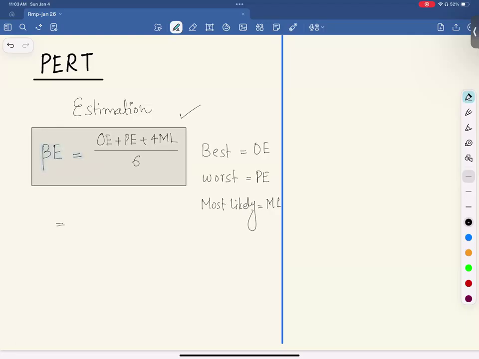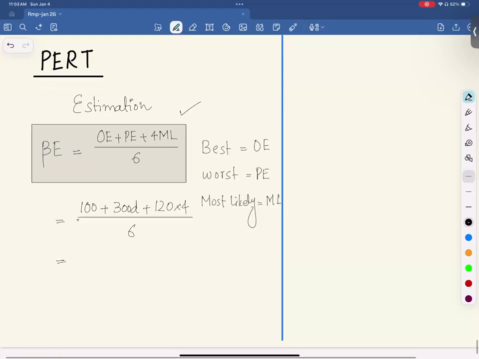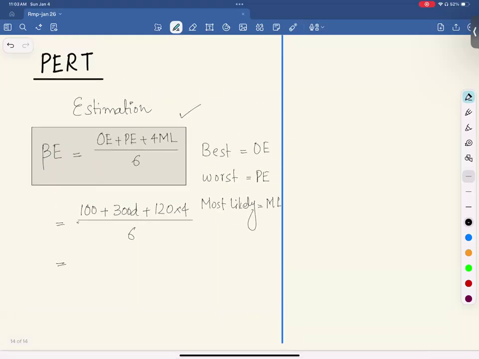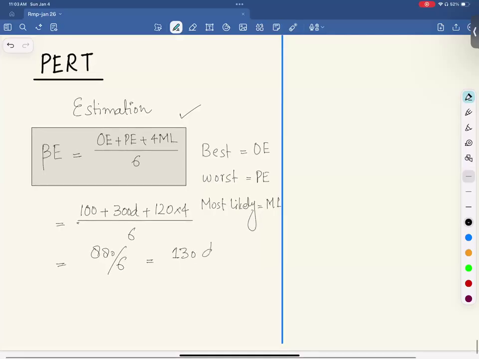Right? So you will see these numbers in the exam and you need to find the answer for PERT. Let's say optimistic estimate is 100 days, pessimistic is 300 days, most likely is 120, multiplied by 4, divided by 6. So 120 into 4 is 480. 480 plus 400 is 880, divided by 6. So the answer would be how much? 130. 130 days, right? So this is your PERT estimate, right?